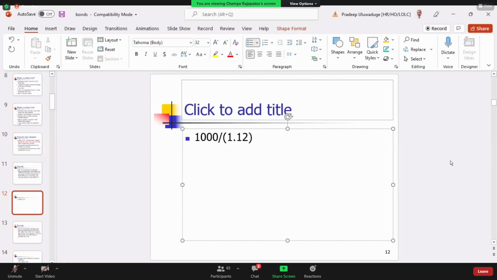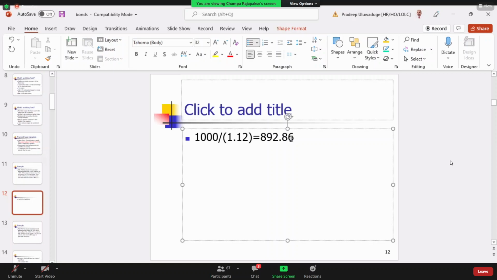So what will be the value? Can anyone tell me the value, please? Yes, 892 and 86 cents. 892.86, right? So if there is a person who is considering purchasing this bond, the maximum amount that he would agree to pay for this bond is 892 and 86 cents and nothing more.